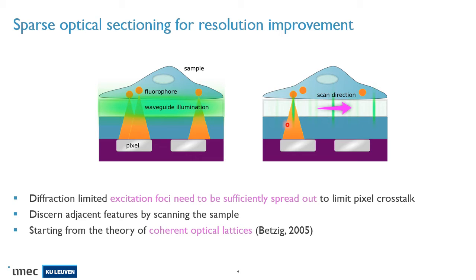Generating the spots themselves is rather difficult, since the geometry is confined to the plane of the chip. There were beginnings of a framework for generating sparse spot arrays in the theory of coherent optical lattices, but the results went virtually unnoticed in the scientific community, outside maybe of light sheet microscopy.